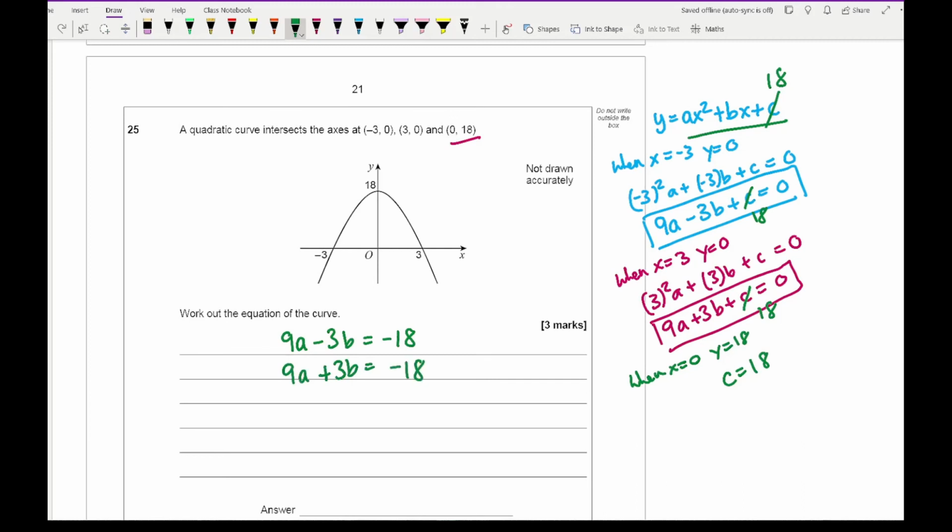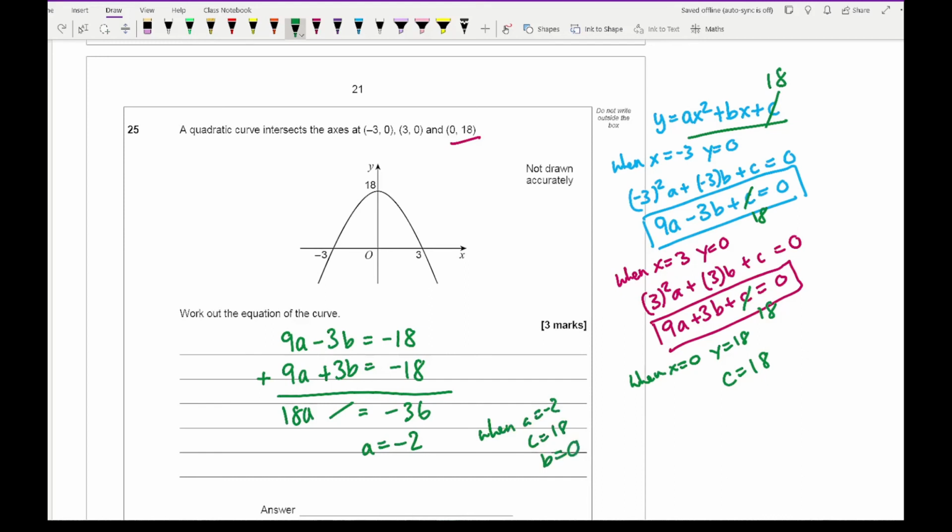So then substituting numbers in from this, I take away the two numbers or add them, whichever you prefer. Let's go for add. So here I end up with 18a, that then disappears. I end up with minus 18 plus minus 18, which gives me minus 36. So a equals minus 2. And then when a equals minus 2, c equals 18. If I substitute to any of the equations, I get b equals 0.